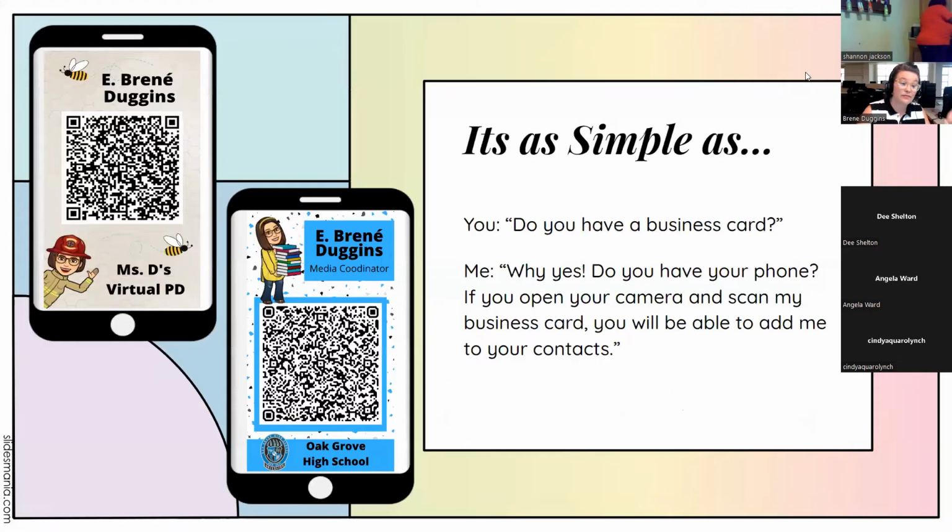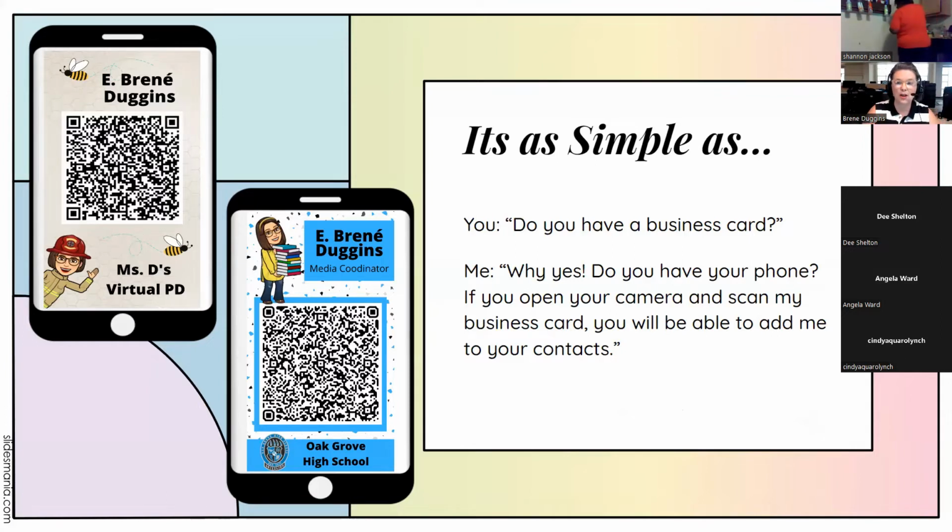So these are two of mine, actually. I have my Mrs. D's virtual PD one, and this is actually mine for my school. I have both of them saved on my phone, and both of them have different information. My virtual PD one has my website and my email on it for my business, where my school one has the school phone number, the school website, the school email, and the information they would need to get me there.